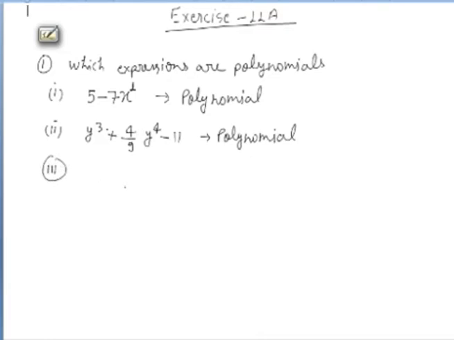Third, y square minus 2y minus 7.8 upon 3 y to the power 4 plus 2.5. Okay, this is not a polynomial. Why? Because the variable is in the denominator. So if we solve this term, the power will become negative. So it is not a polynomial.